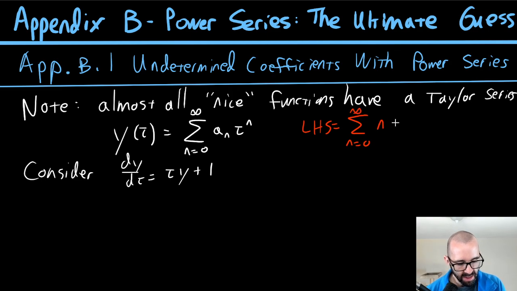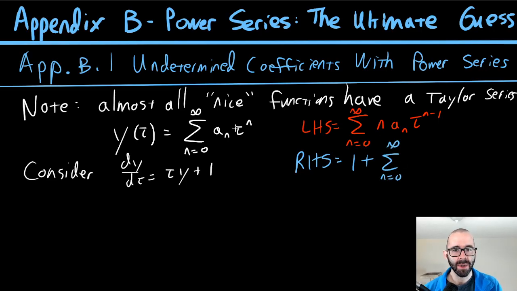Lots of power rules, right? N times a sub n times t to the n minus 1. And the right-hand side is just t times this plus 1. What is that? I'm going to write the 1 first. The sum from n equals 0 to infinity will distribute the t infinitely many times, and we're going to get a sub n times t to the n plus 1. Again, let's not worry about the question of can we distribute t infinitely many times? The answer is sometimes. And we'll hope that now is one of those times.